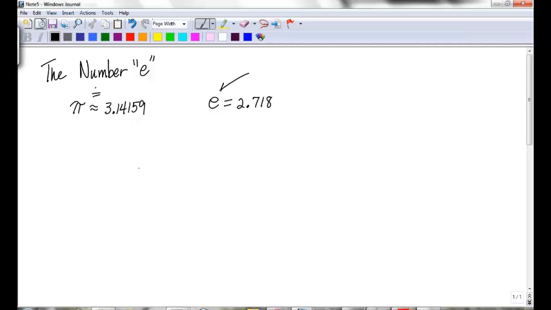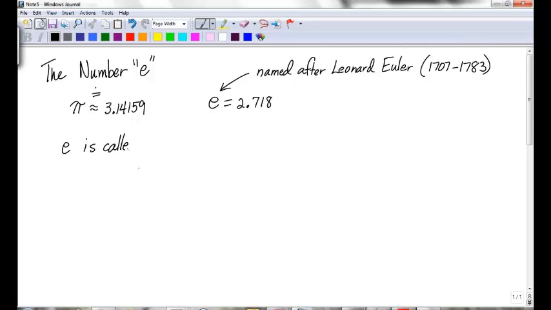This e, remember, is named after Leonhard Euler. Looks like Euler, but it's Euler. Okay, and the mathematician lived back in 1707 to 1783. We talked about him a little bit in pre-calc. e is called the natural exponential function. It's the base for the natural logarithms.